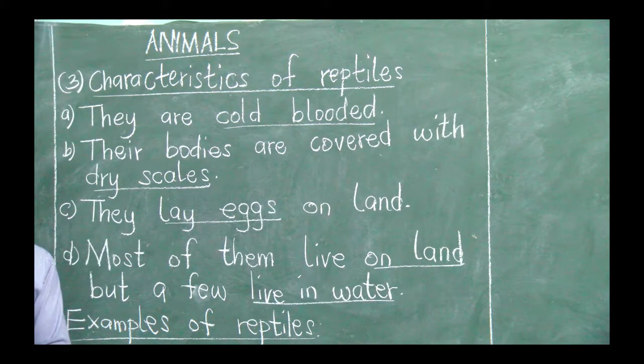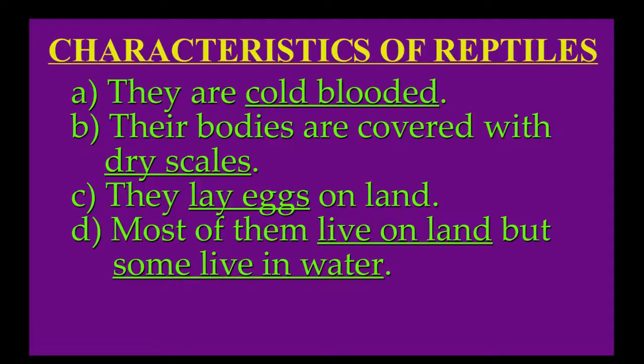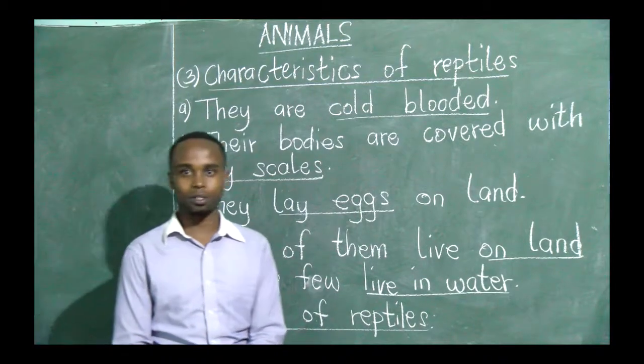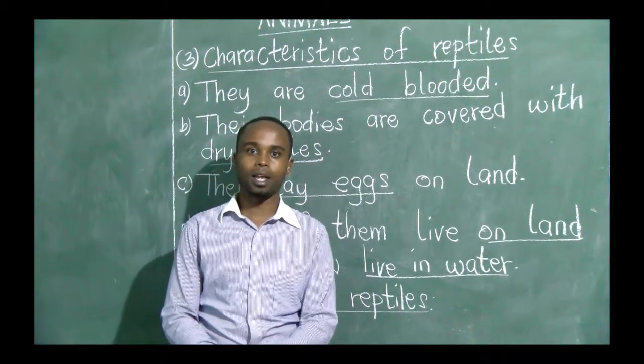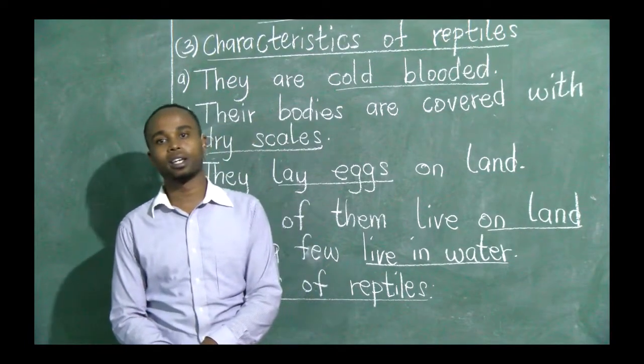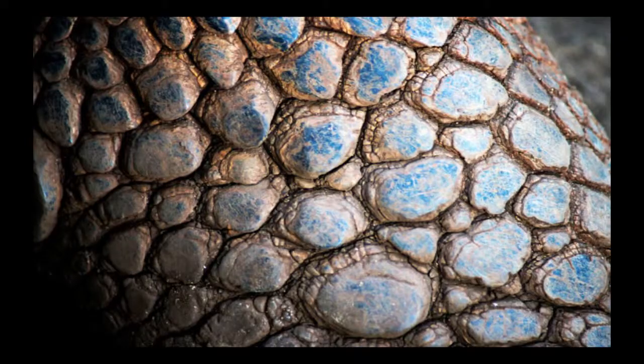Cold-blooded means that their body temperature changes with that of the surrounding. When it becomes cold, they become cold, their body temperature lowers or decreases. When it becomes hot, their body temperature increases. So that is one of the characteristics of reptiles. The other characteristic is that their body is covered with scales.